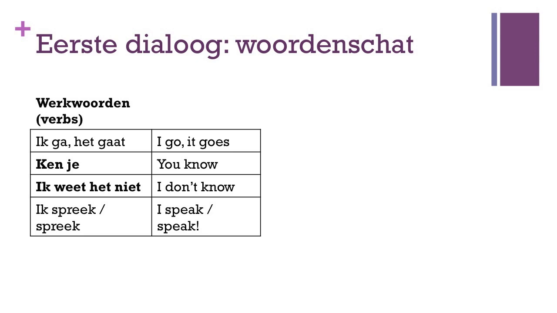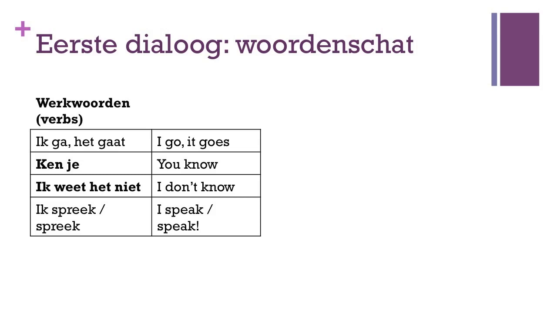Ik ga is I go. Het gaat is it goes. If you say het gaat, if someone asks you how it's going, it also means it's going alright. Ken je is you know, and it's inverted. As it's in a question, the pronoun is after the verb. It's the same as for to be, ben je. If je was first, it would be je kent.